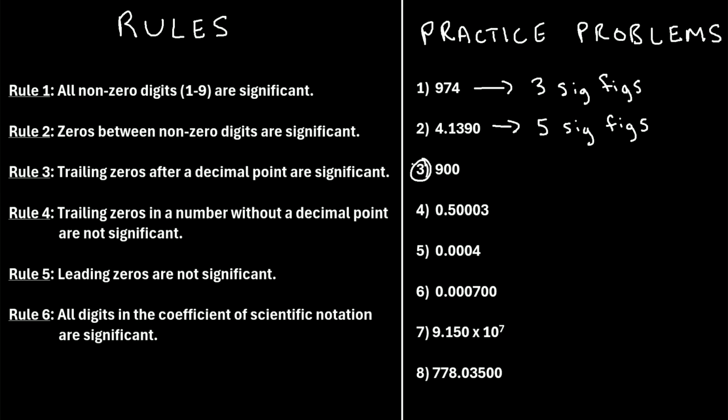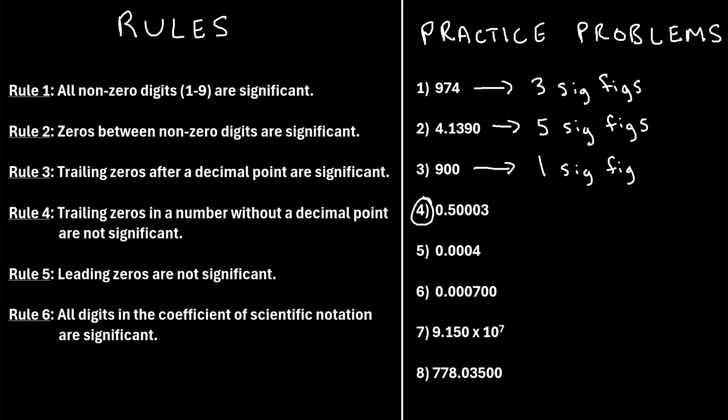All right, let's check out example number 3. We have the value 900. So by rule number 1, we know that this 9 is significant. But what about these 2 zeros right here? Well, if we refer to rule number 4, this says that trailing zeros in a number without a decimal point are not significant. So notice there's no decimal point in this number. This is just a whole number. So these 2 zeros are not significant. So it turns out that this number only has 1 significant figure. So let's write that down.